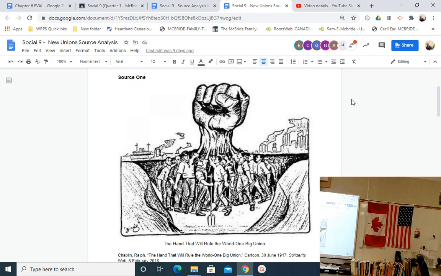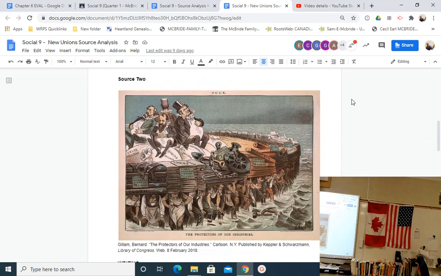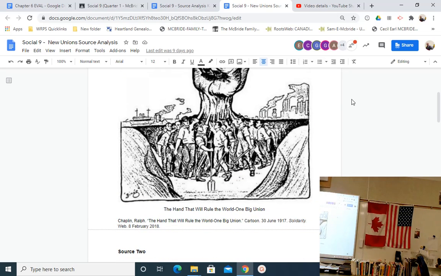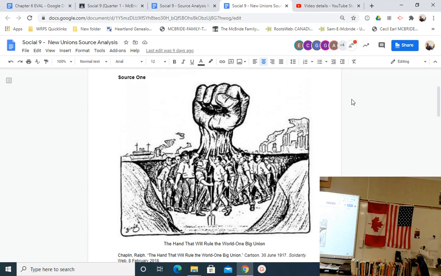So we have two sources. We have this one, the hand that will rule the world, one big union. We talked about unions today. This is fair. And then we have a second source, source 2, that is a little more complicated. So lots of people underneath a structure holding it up, and then there's some people sitting on the top. Both of them are actually sources from history. So they're cartoons that would have been used, more than 100 years ago, to be honest.